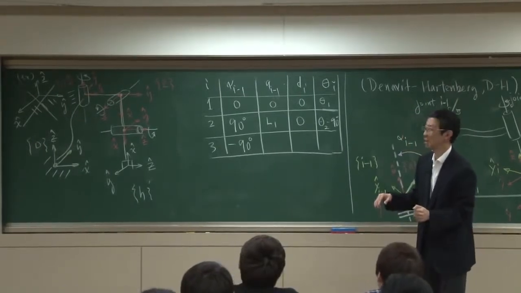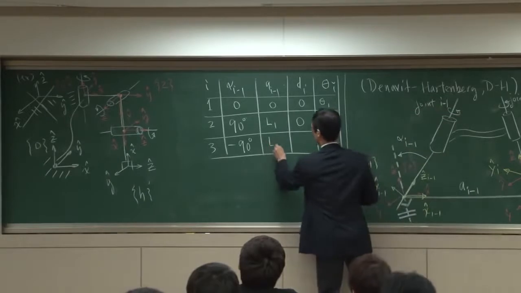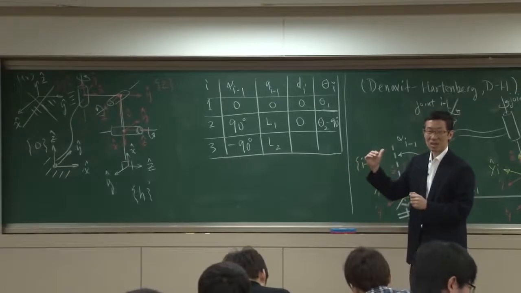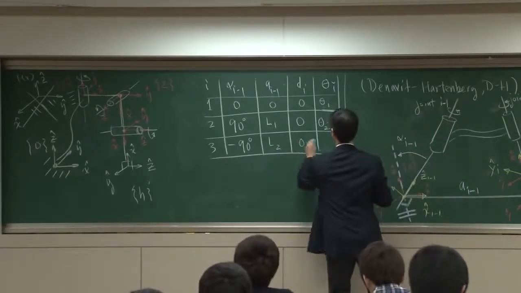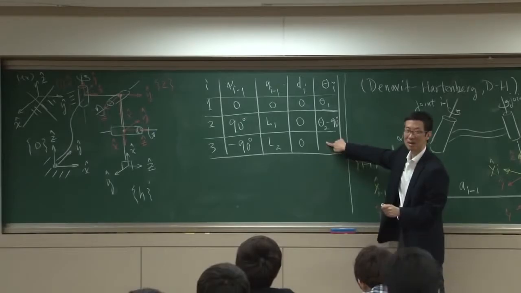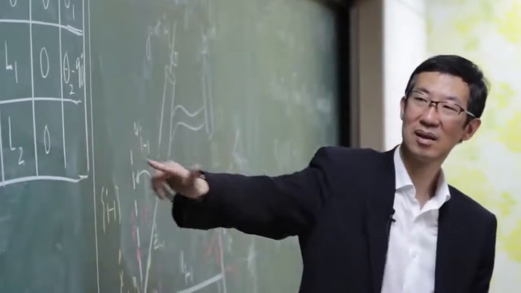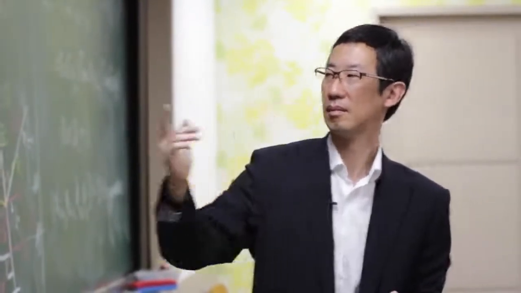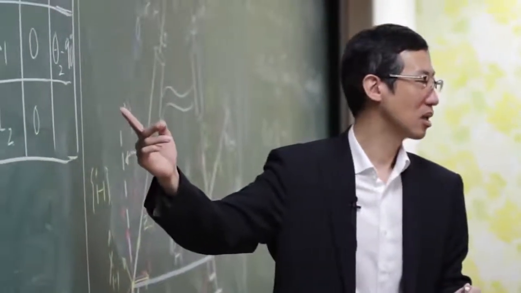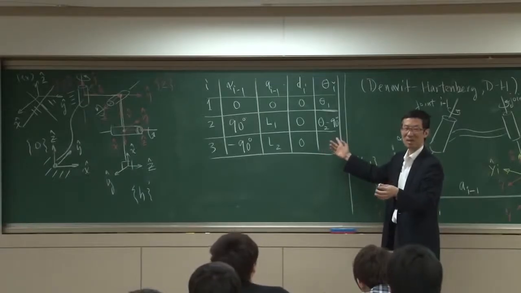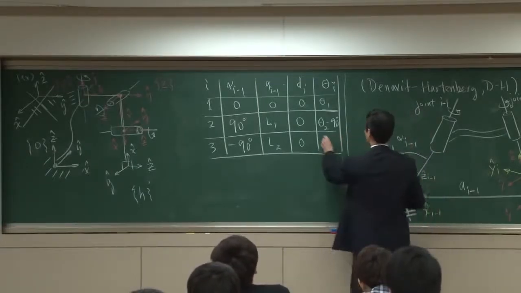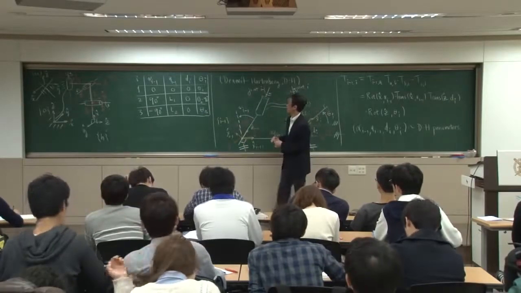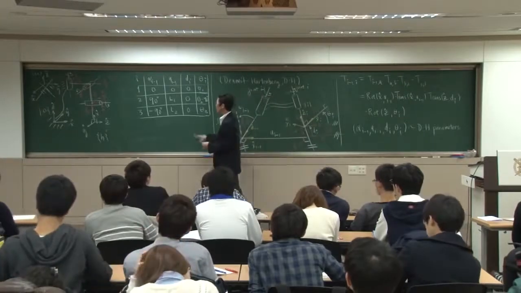And then next we slide in the x direction by how much? Some link length, okay, L2. And then we slide in the z direction by how much? Nothing. And then finally here, do we need to do anything? Theta 3, do we need to add plus or minus 90 degrees here? I don't think so. Just theta 3. Okay, there it is. So these are your DH parameters.